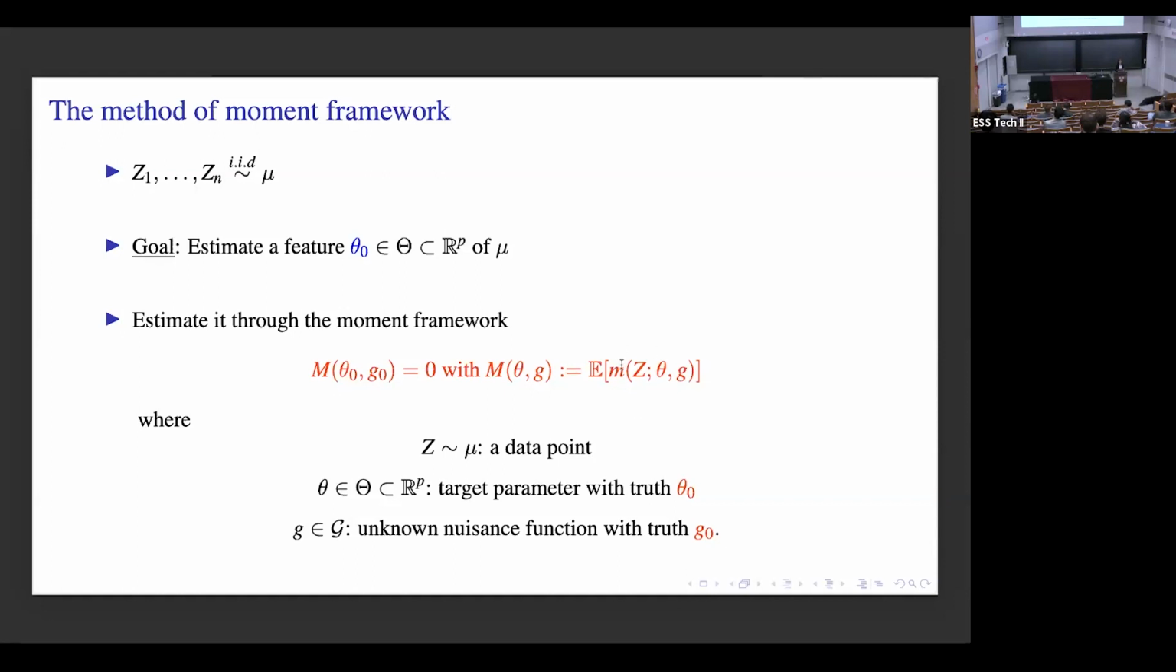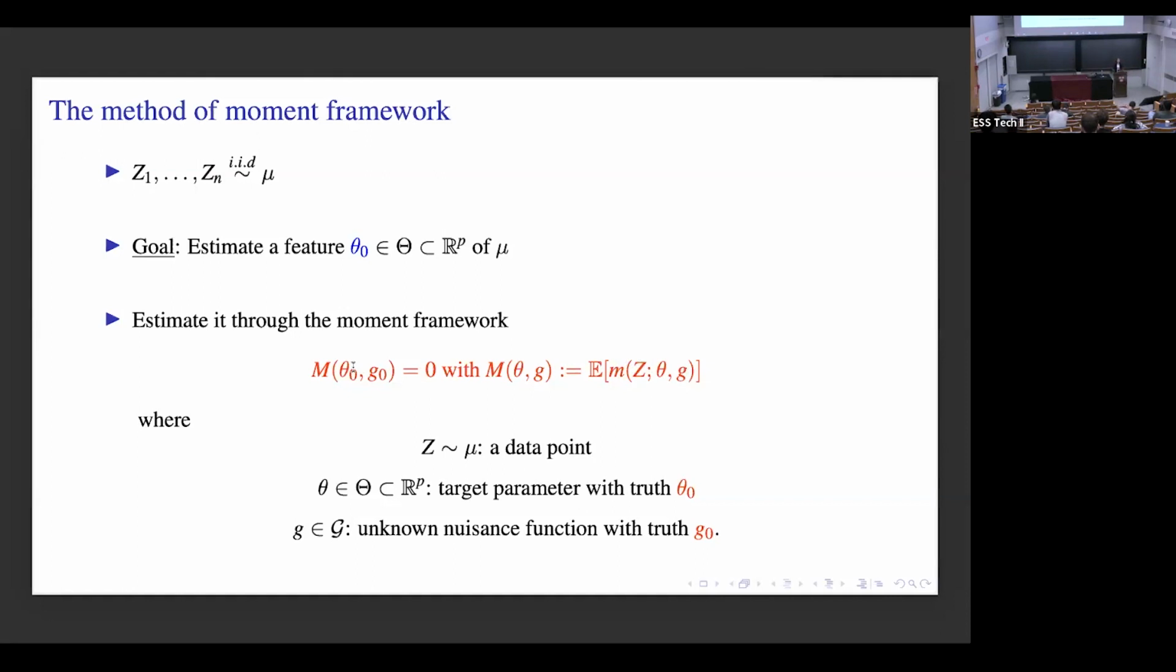So what is this equation? I have this function m that takes as input our data points and our parameters. And it's such that when I take the expectation with respect to the data point and evaluate it at the true values of the parameters, this expectation is equal to 0. So this is the equation to which theta zero is a solution. We are going to call this expectation a moment, and we are going to call this function m a moment function. And our goal here is to estimate theta zero.